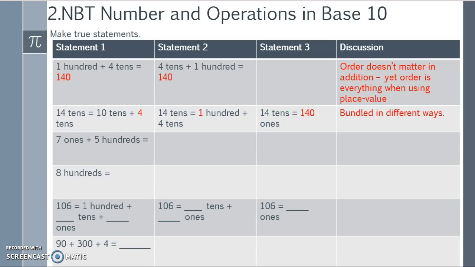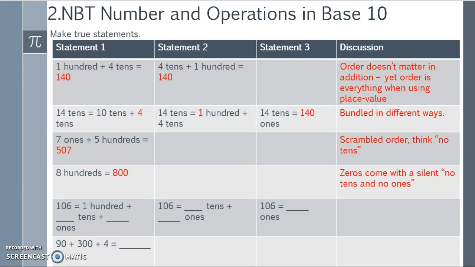7 ones and 5 hundreds is the same as 507. So think of this as a scrambled order. We have to think about putting things according to their place value. And we think to ourselves, 5 hundreds, no tens, 7 ones. So that 0 in the middle there is almost silent. 8 hundreds is the same as 800. Again, the zeros come with the silent, no tens, and no ones.